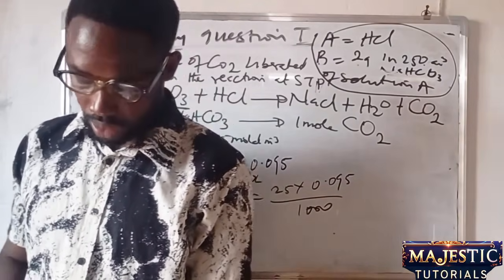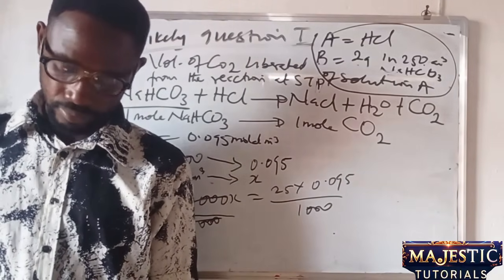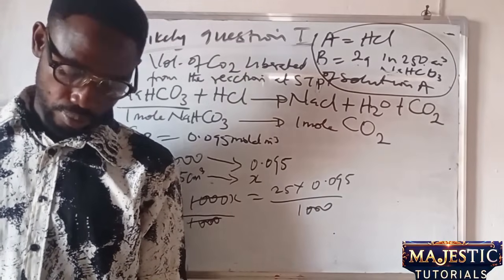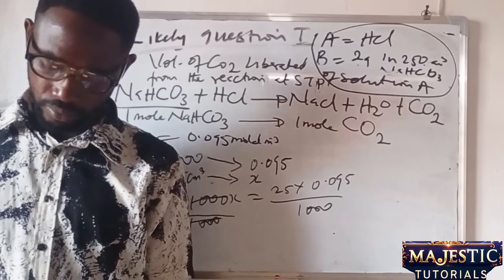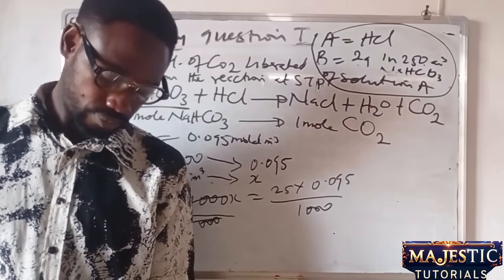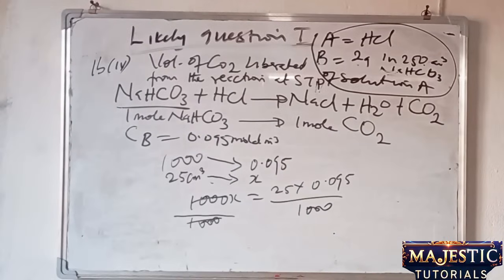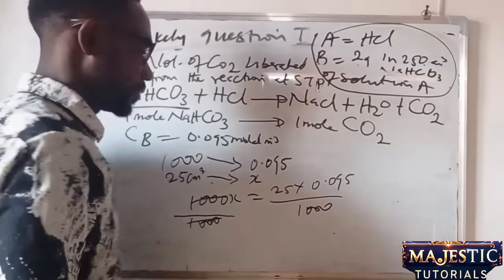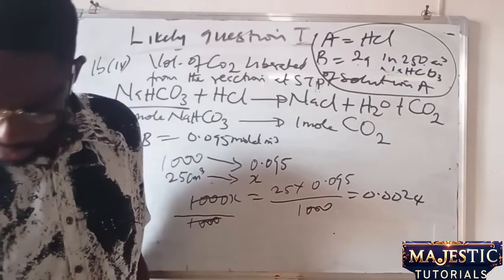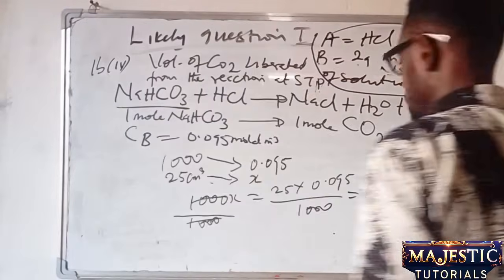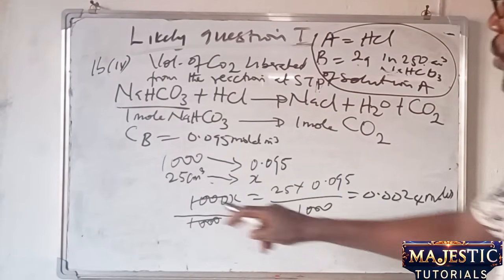So from the calculator side, we have 0.25 times 0.095, divide by 1000. That gives 0.00237. I'll make it 0.0024. Am I right? Yeah. 0.0024 what? Moles. That's the moles we use up in the reaction.